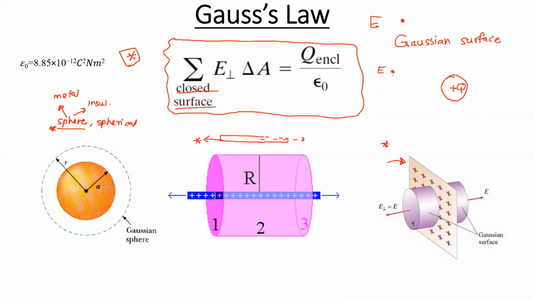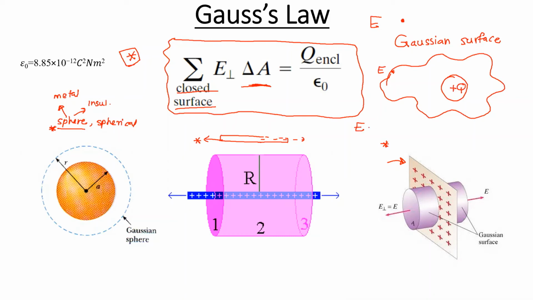So can you draw something like this? Is this valid? This is a surface. Is this valid? Yes, it is valid. But what is the problem with this? It's so hard to get EA, right? So exactly. So it's not symmetrical.